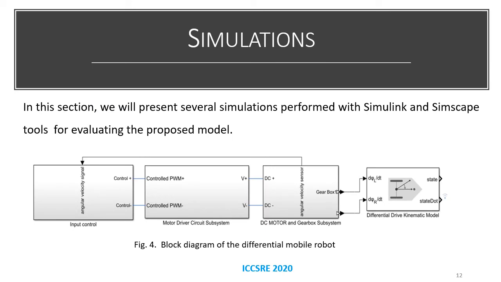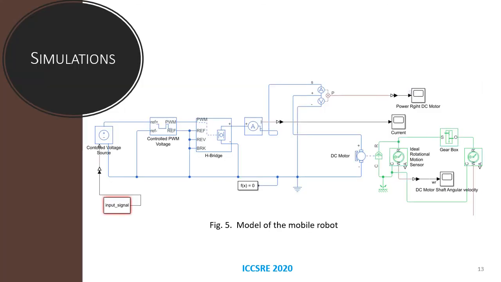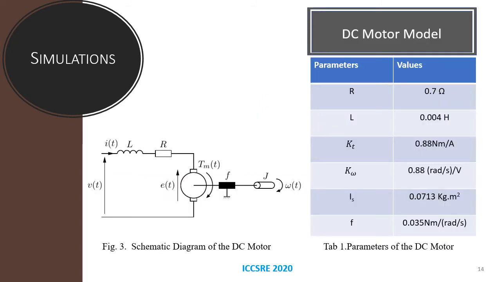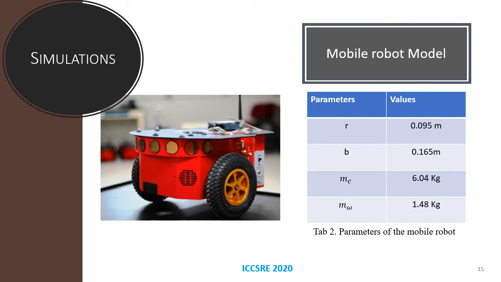In this section, we will present several simulations performed with Simulink and Simscape tools for evaluating the proposed model, as shown in Figure 4. The blocks above are a Simscape model of a motor drive circuit and DC motor controlled with a voltage input. On the right side we have a gear box block. The parameters used in our simulations for DC motors are listed in Table 1, and for the mobile robot in Table 2.